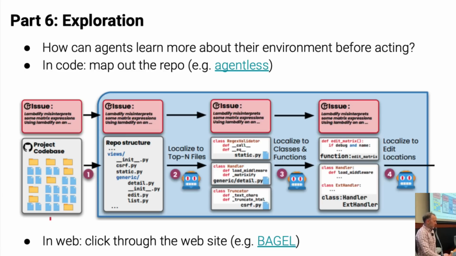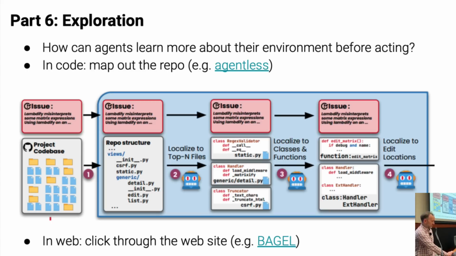And one thing I think about is, how can agents learn more about their environment before acting? I work on coding and web agents, and there are a few good examples of this in both areas. Within coding, I view this as repository understanding, the code base that you're dealing with. One example is Agentless, where they create a map of the repo, and based on the map of the repo, they feed that into the agent, so the agent can then navigate the repo and better know where things are.